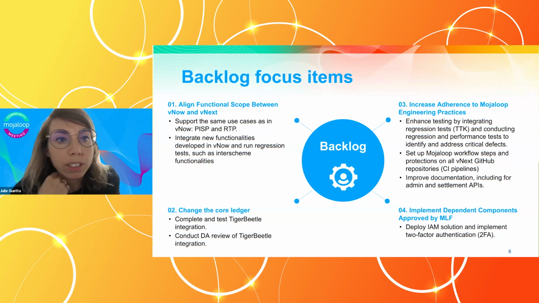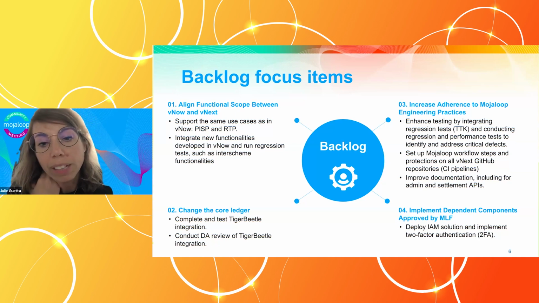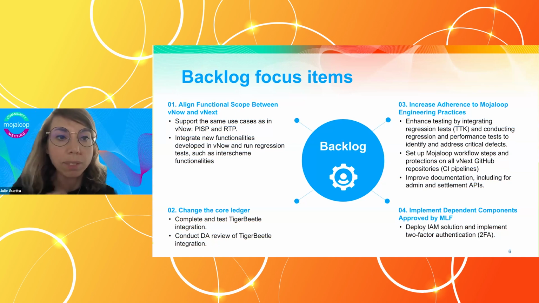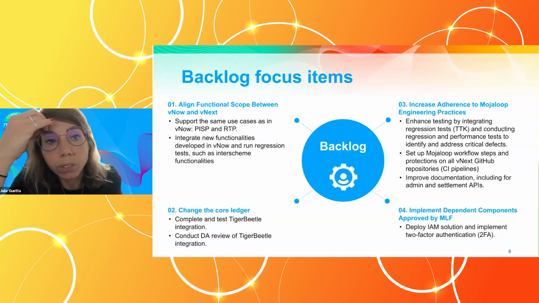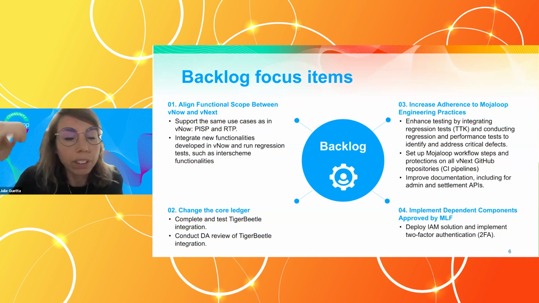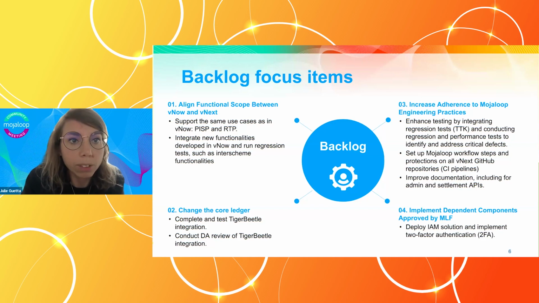And the last point, I already mentioned it, we need to improve documentation for vNext and document the admin and settlement API. The last point is we also need to make sure that the components vNext relies on are the ones that have been approved by the Modulo Foundation. That means we need to deploy an IAM solution and also implement two-factor authentication, because right now the dependent component is not IAM, it's a different component. So these are really the key areas where we're planning to focus on in the next PI.